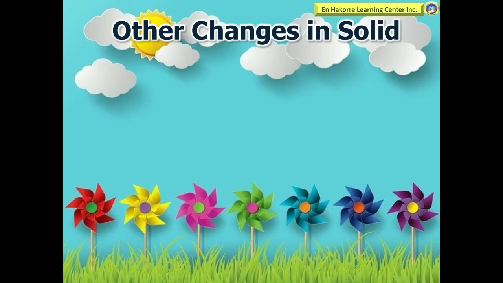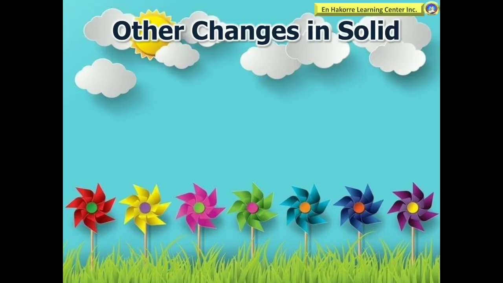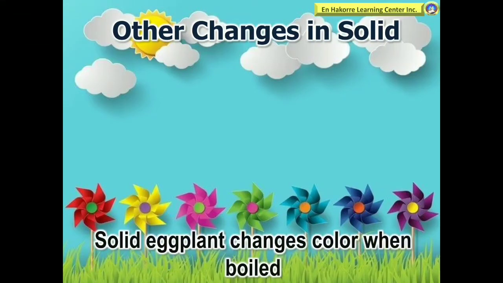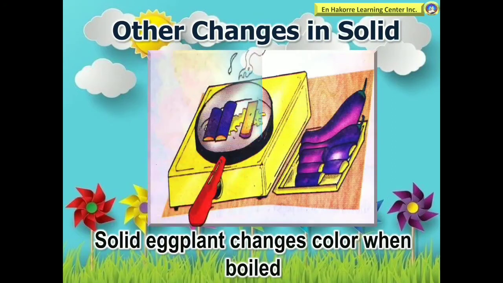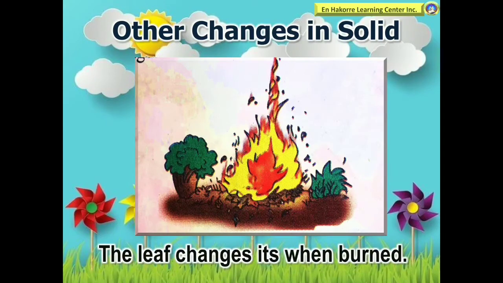But we have here another change in solid. The first one happened here in the eggplant. As you can see in the picture, the solid eggplant changes color when boiled. The violet eggplant, when you cook it, you can see the brown pigment of the eggplant when cooked, right?